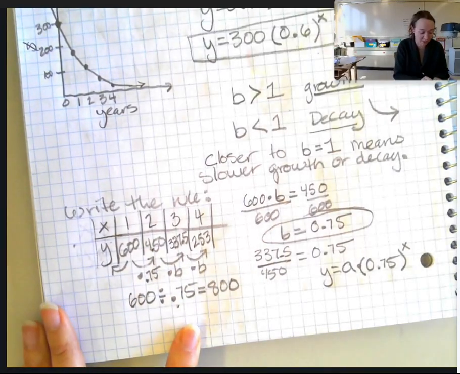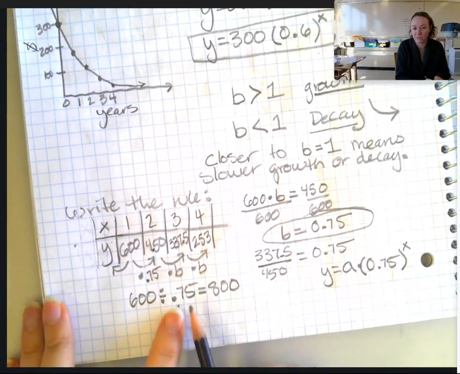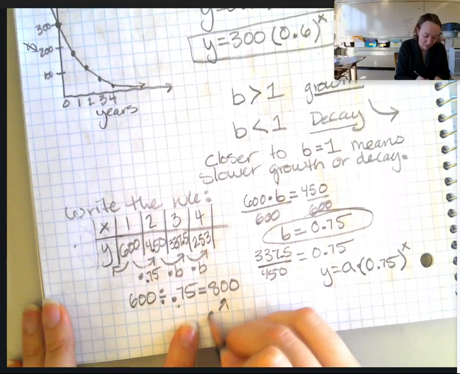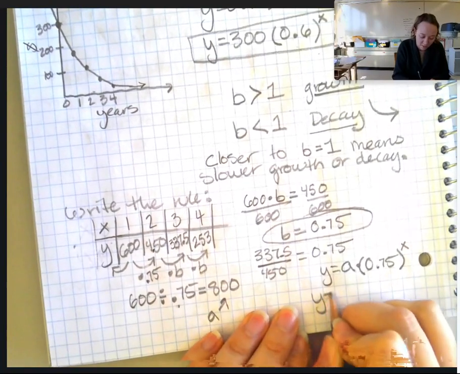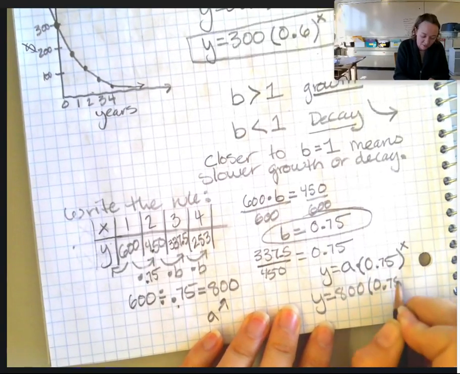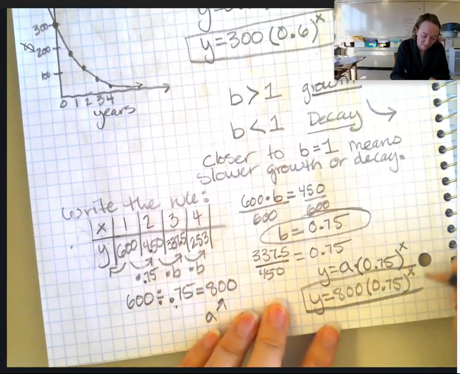And I could check my work by doing 600 divided by 800 and confirm that that gives me 0.75, and it does. So that must be my A value. So y equals 800 times 0.75 to the power of x.